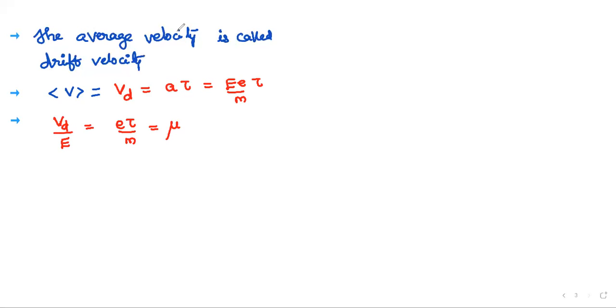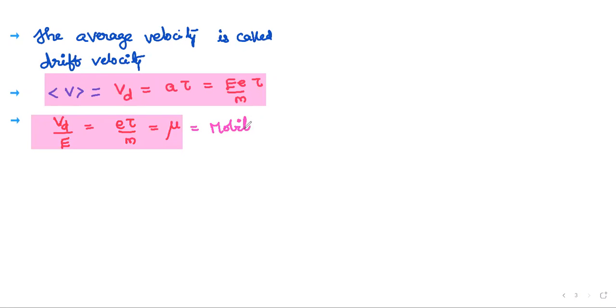So these are all objective points. Drift velocity and relaxation time, what is the relation? What is mobility? It is the ratio of drift velocity to electric field. And what is the relation between mobility and relaxation time? E tau by m. This is called the mobility of a charged particle, here the mobility of electron.